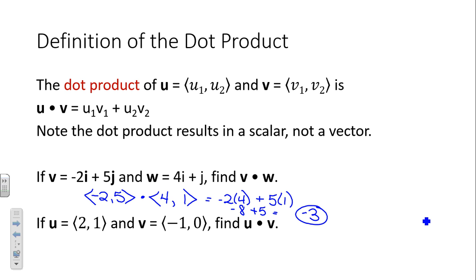Second example, if u is the component form 2, 1, and v is a vector with component form negative 1, 0, find u dot v. Everybody get negative 2? Okay, so it's a scalar, not a vector. Just a plain old number. Okay? All right, questions on this one?